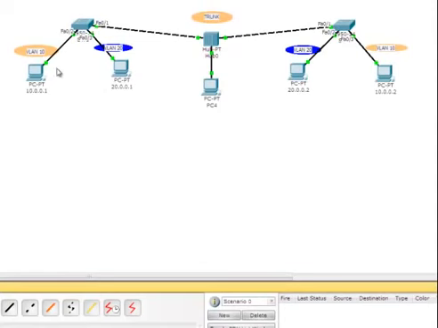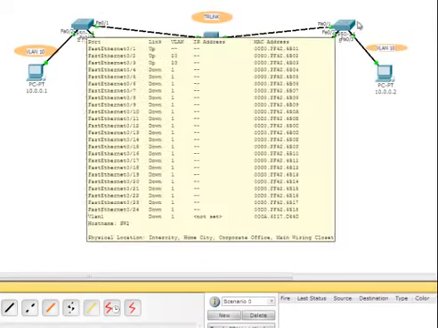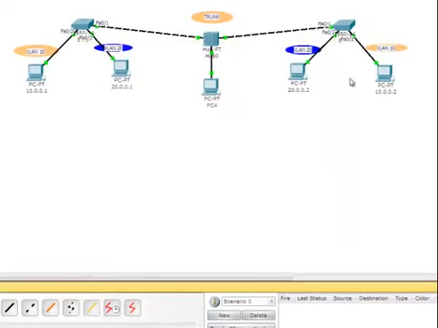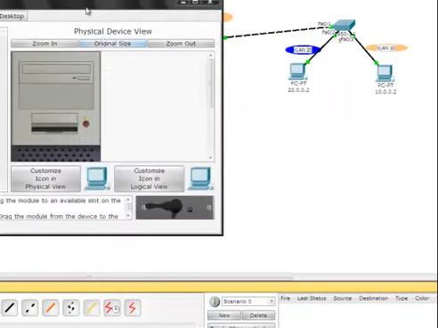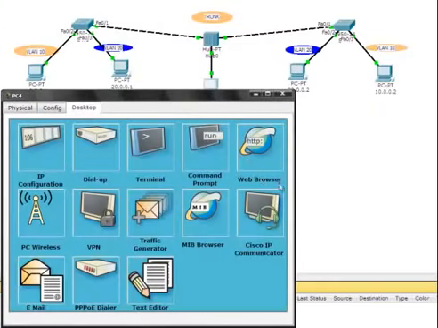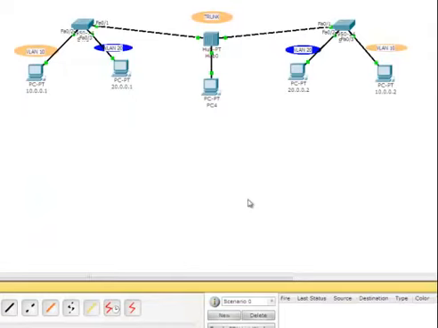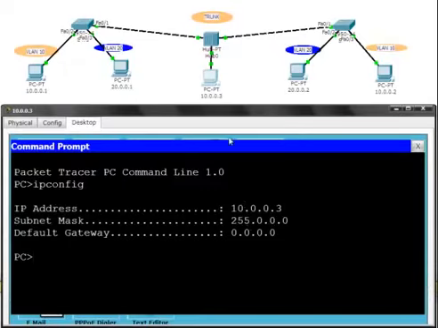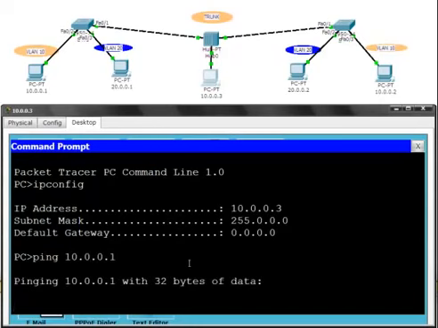Two PCs of VLAN 10 and VLAN 20 on switch 1, and VLAN 10 and VLAN 20 on switch 2. Now, I'm going to give an IP address to this PC. This PC I have given 10.0.0.3. Now if I ping 10.0.0.1 from here, I am not able to ping.